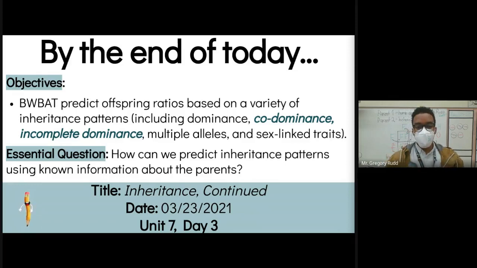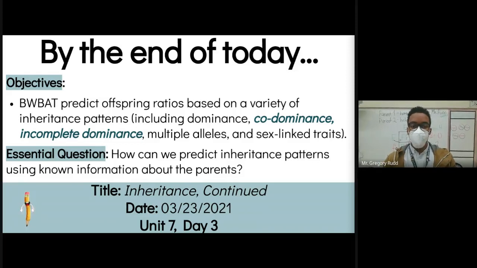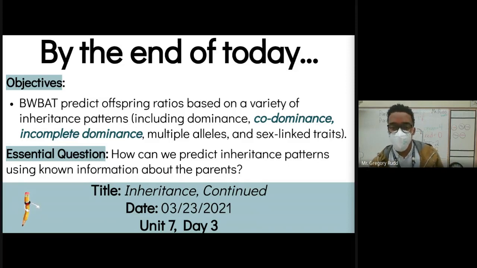Today, we're going to deepen our knowledge about inheritance and discuss 2 additional inheritance patterns. One of them is called codominance, and the other is called incomplete dominance. But our essential question remains the same. We're just continuing on with the same conversation.